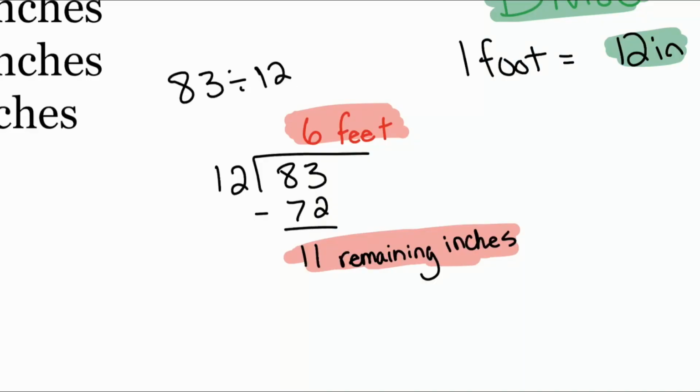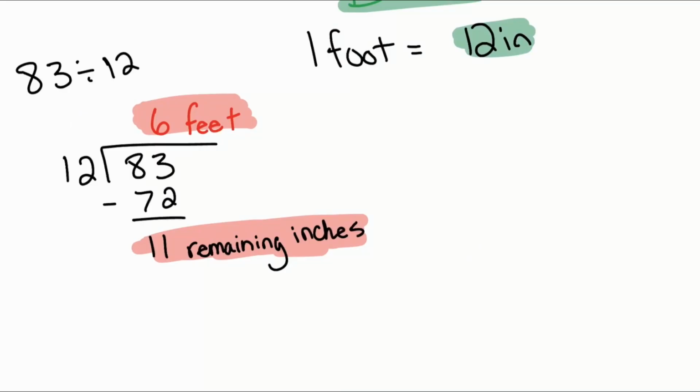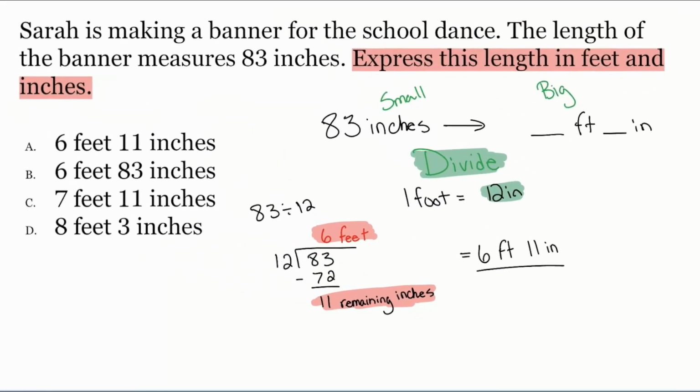If I had 12, that's a whole nother foot. That would have been 7 feet. But here, we don't have a full 12 inches. We have less than that. So that remains as a leftover number of inches. Our correct answer here is going to be 6 feet, 11 inches, and we are all done. Let me zoom on out. That's the problem right there. Correct answer is A. And there we go.